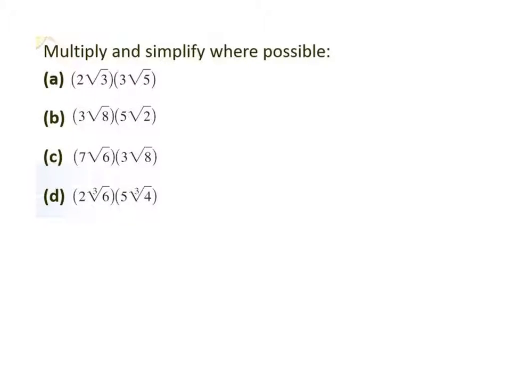So we're going to work through these examples first, where we're just going to multiply these two radicals together. So in example A, we want to multiply 2 root 3 by 3 root 5. To do so, we're just going to rearrange the order here. We're going to multiply the numbers in front, the 2 and the 3 together, and then we're going to multiply the radicals together, the square root of 3 and the square root of 5.